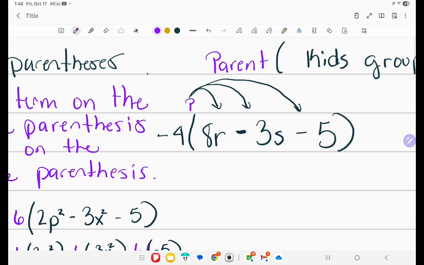All right, here we go. We got negative 4. What's the first child? 8R. All right, what we gotta do now? Negative 4 again, because we still unhappy. Times what? What we whooping? Negative 3s. Now what? Are we done? Negative 4 again. You got to be on everybody. Negative 4 and who we whooping? Negative 5. This is how I want you to show your work.